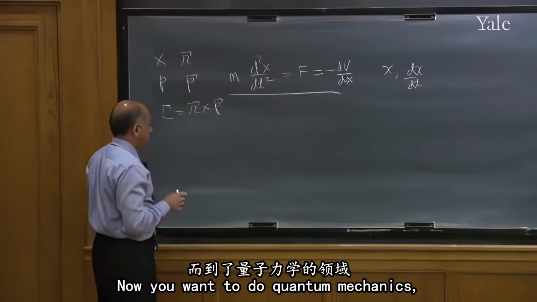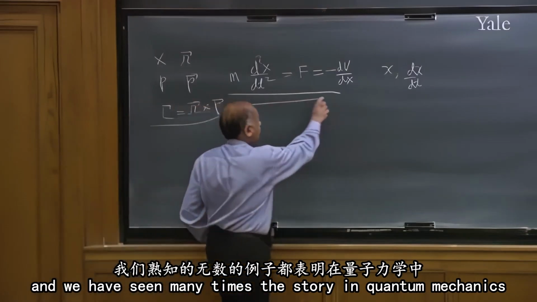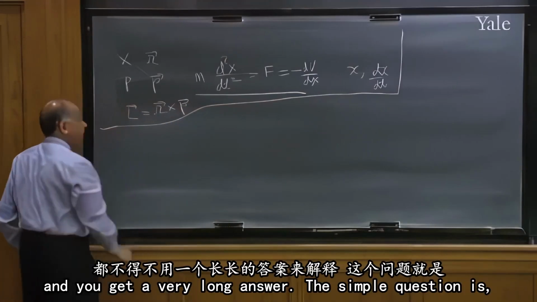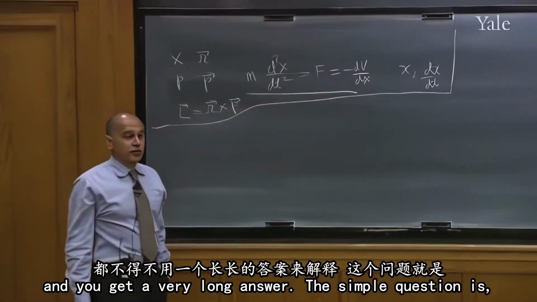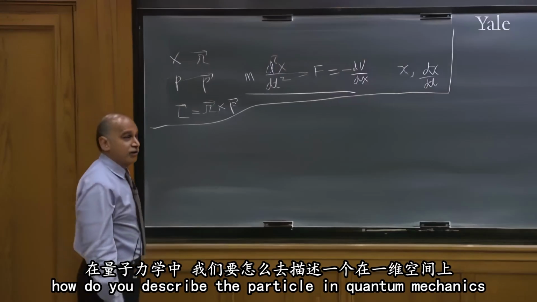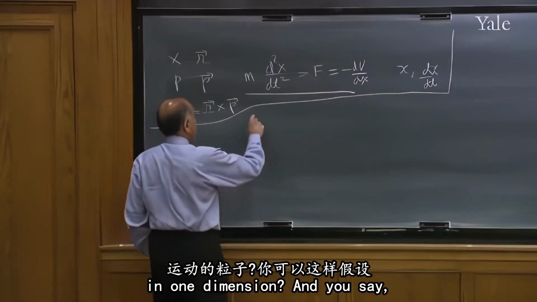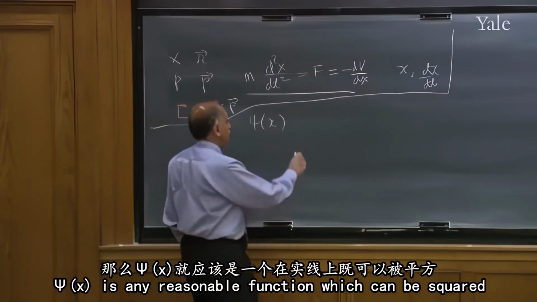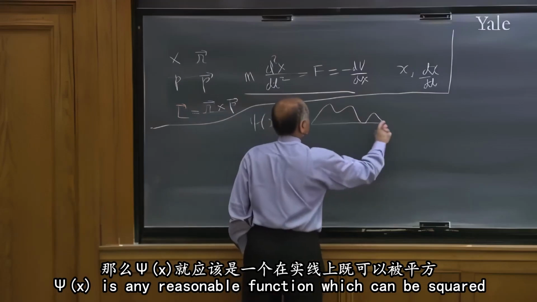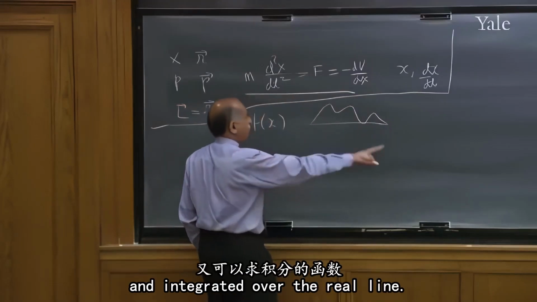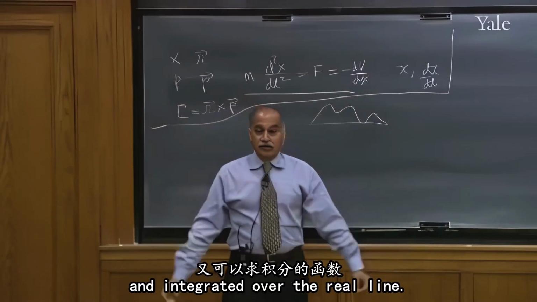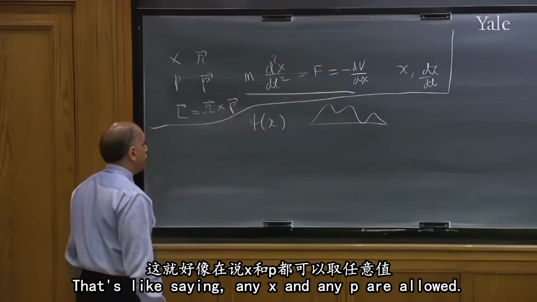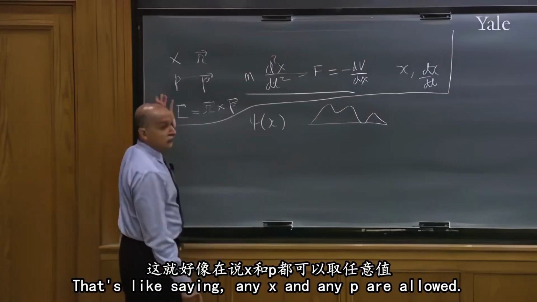Now you want to do quantum mechanics, and we have seen many times the story in quantum mechanics is a little more complicated. You ask a simple question, and you get a very long answer. The simple question is, how do you describe the particle in quantum mechanics? In one dimension, you say, I want to assign to it a function psi of x. Psi of x is any reasonable function which can be squared and integrated over the real line. Anything you write down is a possible state. That's like saying any x and any p are allowed.